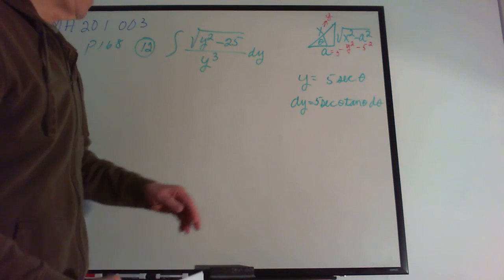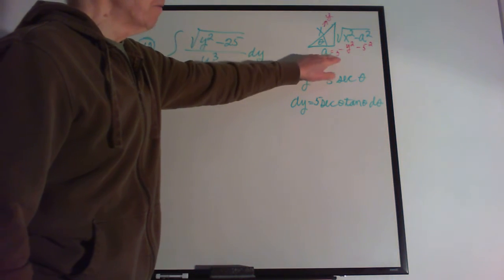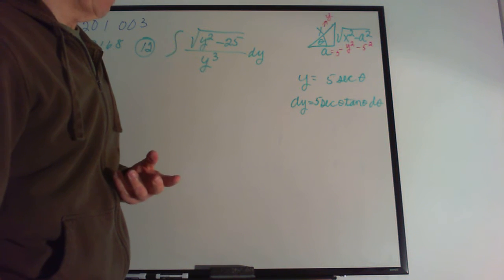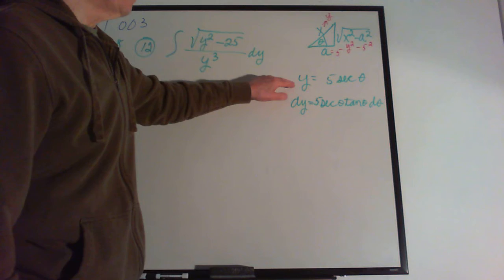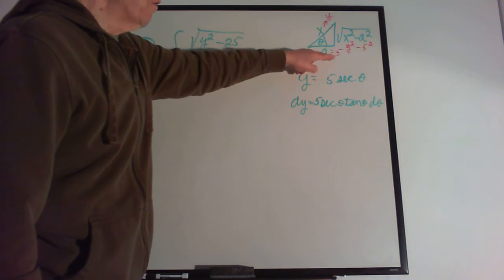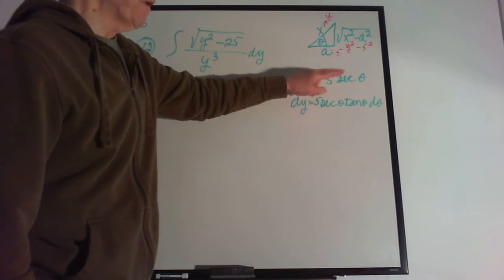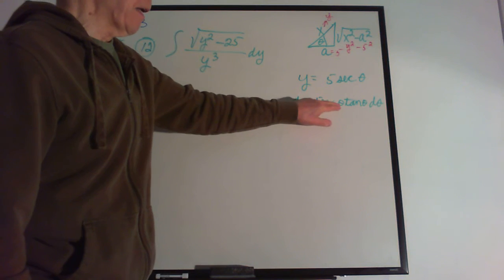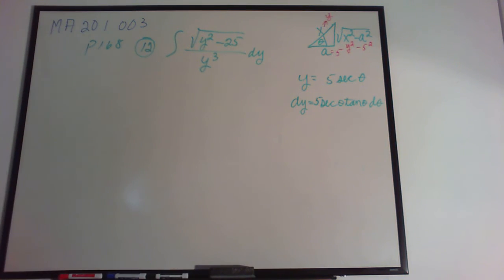Okay, the first step here is to realize that x is equal to y, a is equal to 5. So this is y squared minus 5 squared. Therefore, the secant of theta is y over 5, which means y is equal to 5 secant theta. dy will be equal to 5 secant theta tangent theta d theta. Okay, pause the video, keep trying.